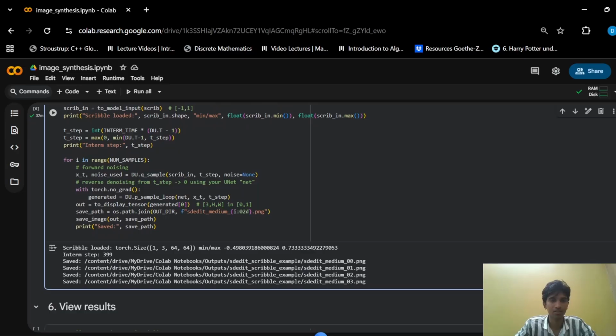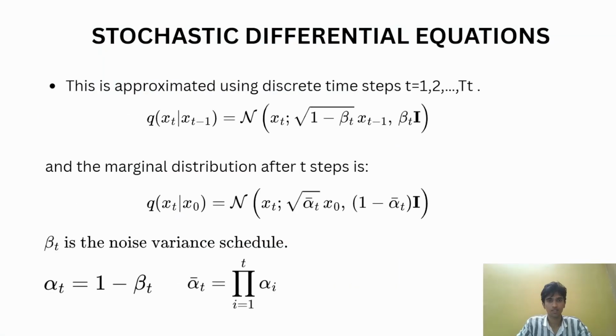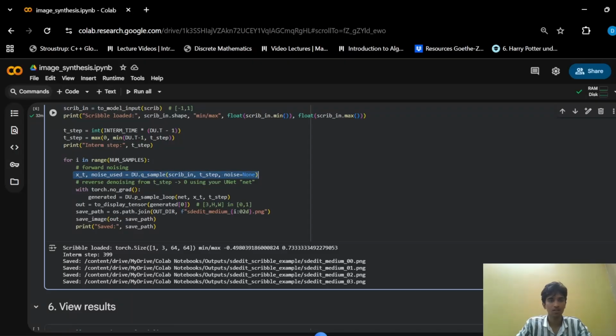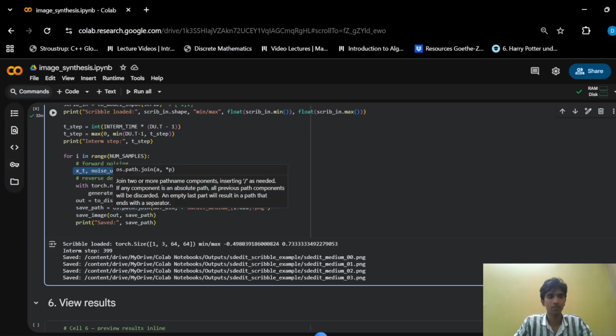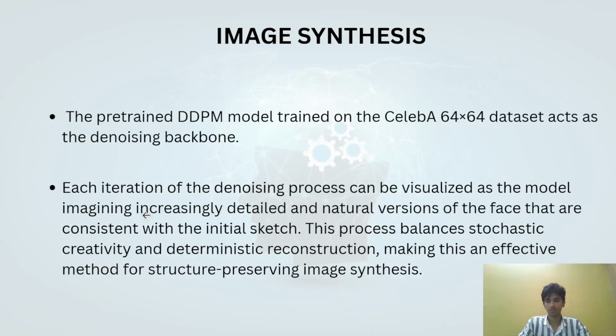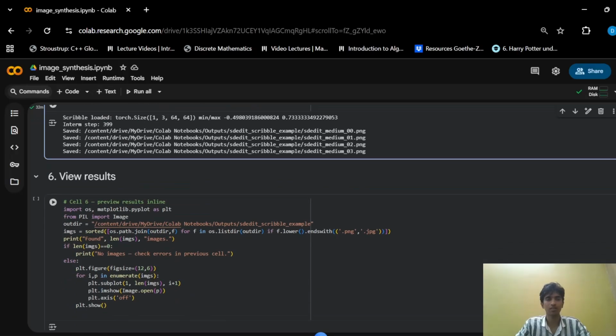All these processes I have already explained. This is the forward noising which I explained here. Yes, this is the forward noising, and this is the reverse noising. It does those processes, and then it saves the final image after creating the full path. That's what the code for image synthesis does.